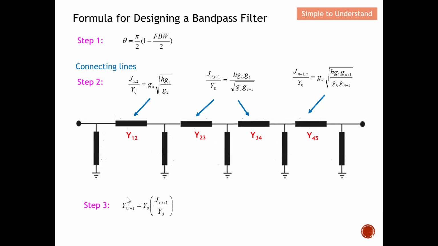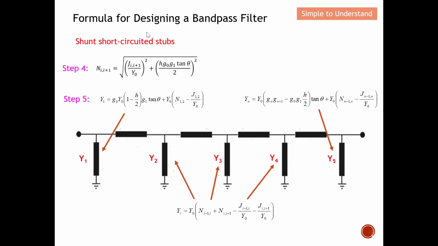And then step number 3 basically will indicate the value of the so-called admittance scale on all these connecting lines. Okay, so over here with this, you actually finish the design of the connecting line. Okay, so again, later on, I will have an example to show you how we can actually obtain all these numbers. Next will be the shunt short circuit stub, which is all the vertical lines here.